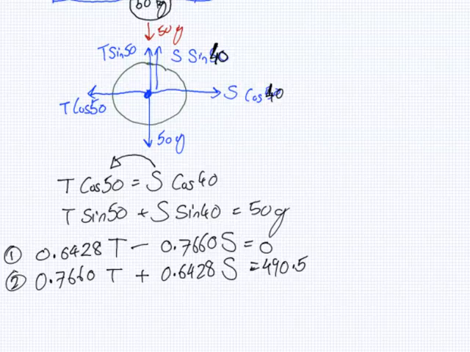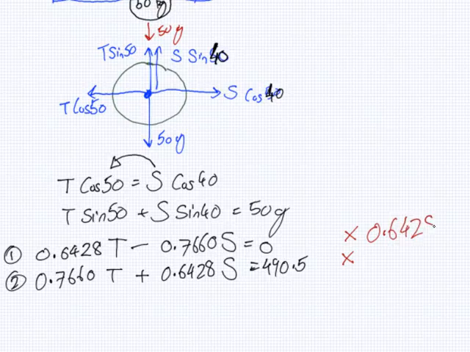Now, what should I multiply each equation by? If, for example, I want to cancel the S's, what could I multiply this by, and what could I multiply this by? Any ideas? Or the T's, whatever. Multiply the pairs by 0.64. Yep, multiply this by 0.6428 and this one by 0.7660.